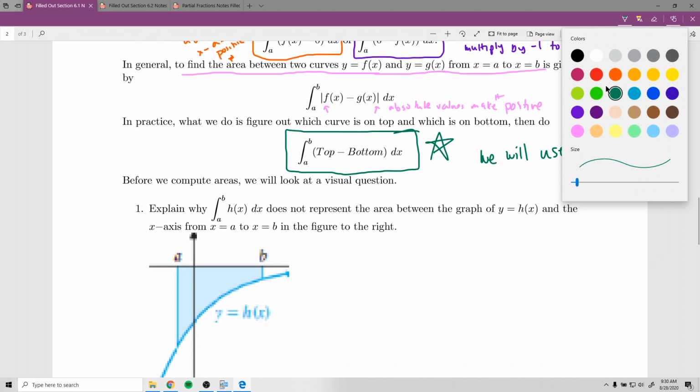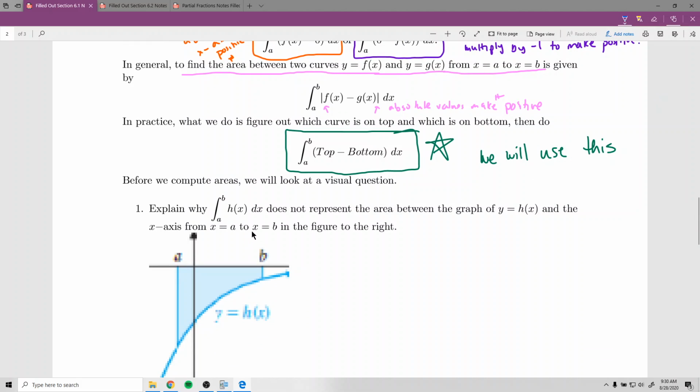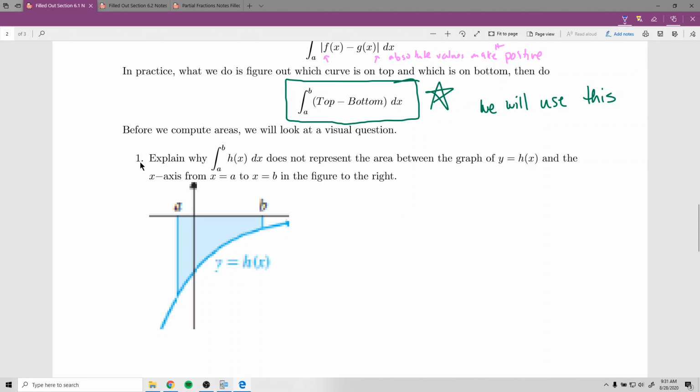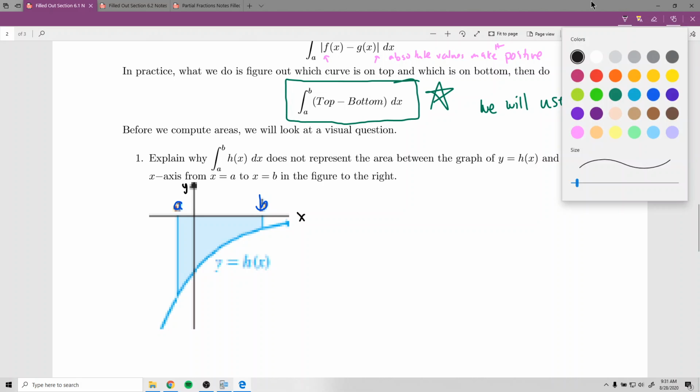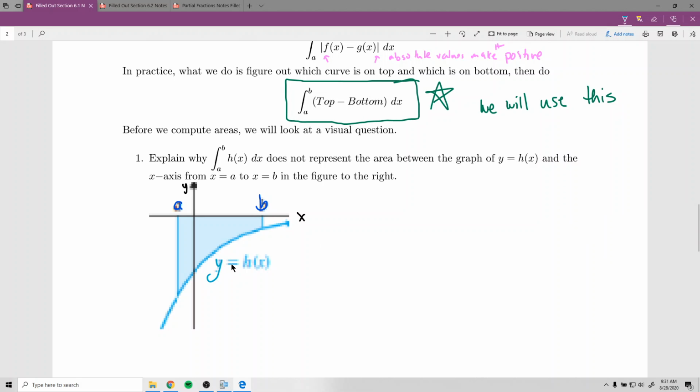Right, but just to kind of reinforce this visualization here, there's one problem in the homework that'll look something like this. And I guess it got really blurry when I tried to transfer it. So the numbers here are a and b. This is the x-axis and the y-axis, like normal, and then the equation here, it says y equals h of x. And it says explain why the integral from a to b of h of x does not represent the area between the graph of y equals h of x and the x-axis from x equals a to x equals b.